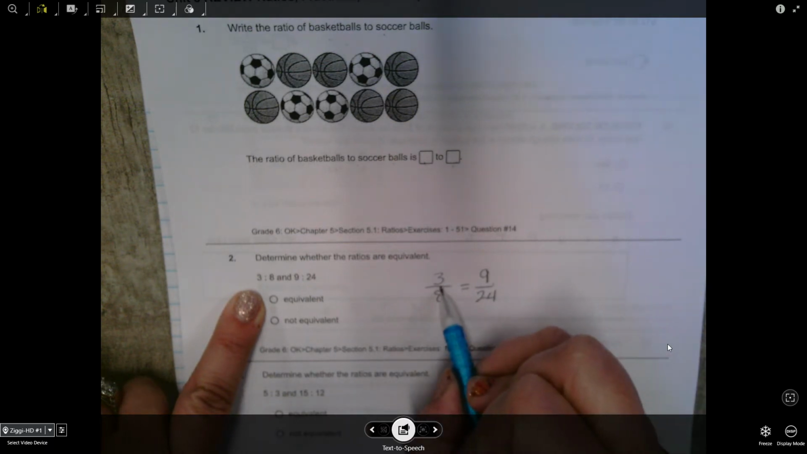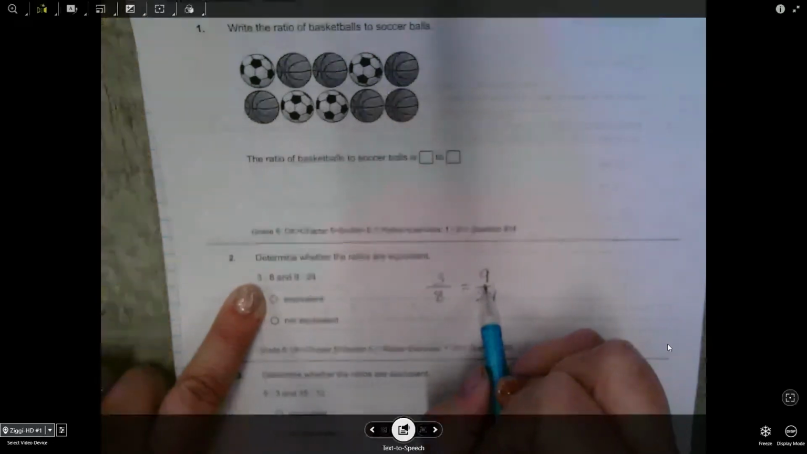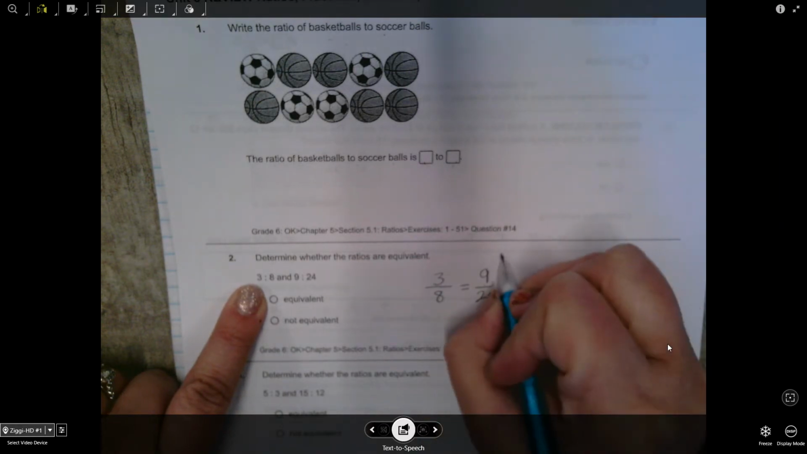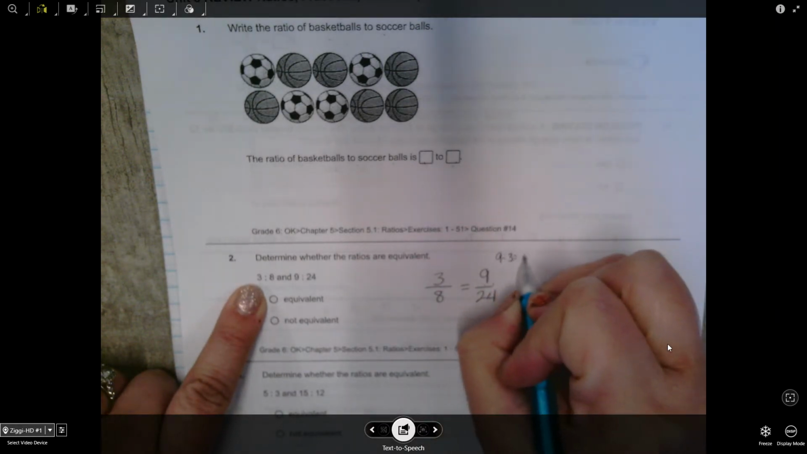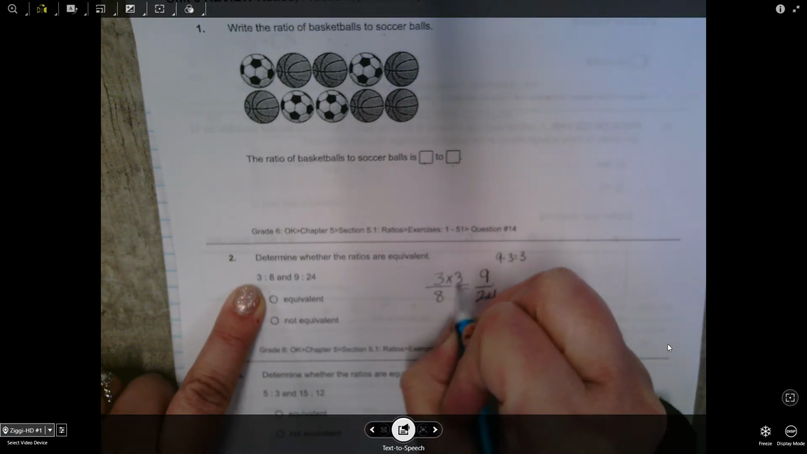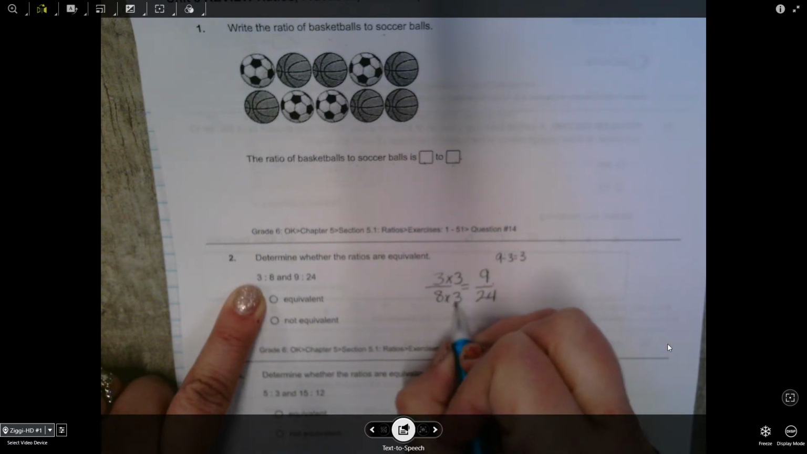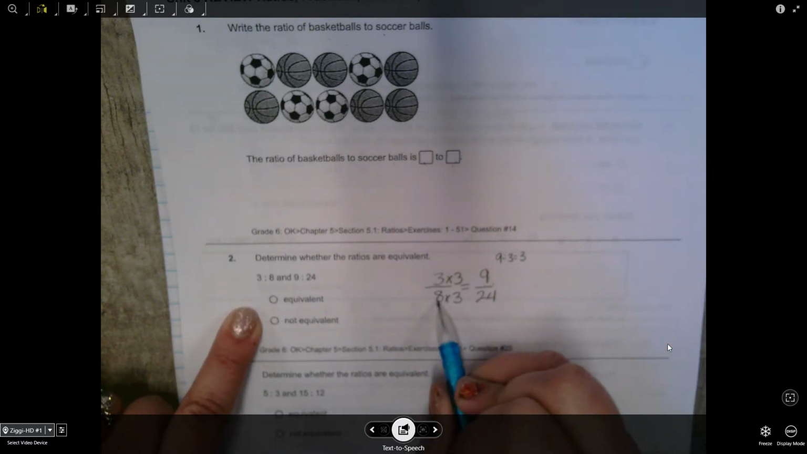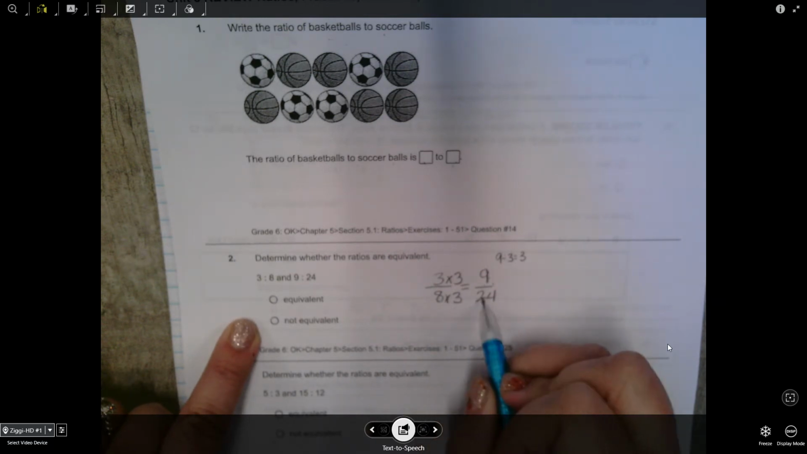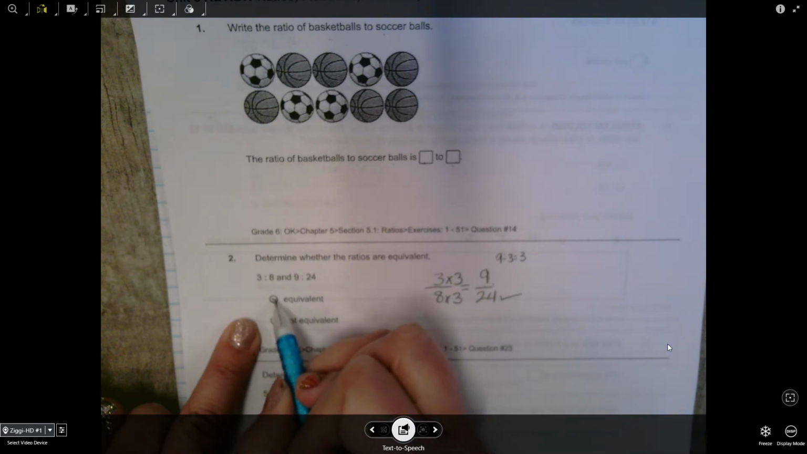So to get from 3 to 9, if you don't know, you can type in your calculator, 9 divided by 3 equals, you'll get 3. So you know that they did 3 times 3 to get 9. You have to do the same thing on the bottom. So does 8 times 3 equal 24? It does. So these are equivalent. So you will bubble in the equivalent. Okay, I hope that helped.